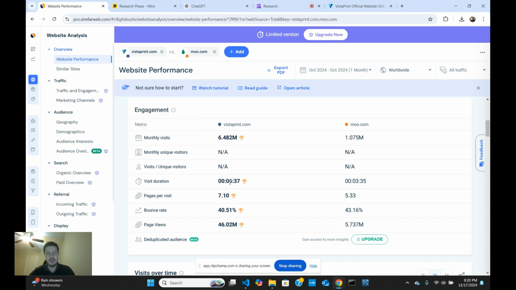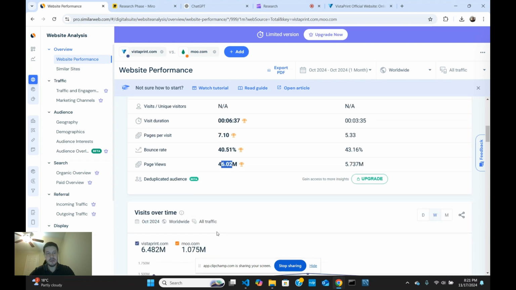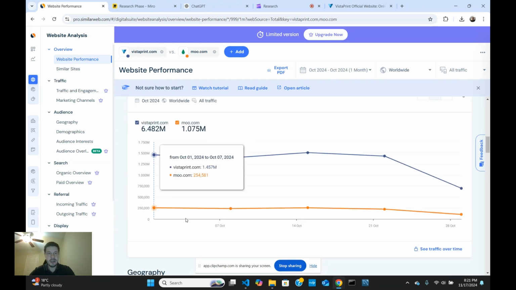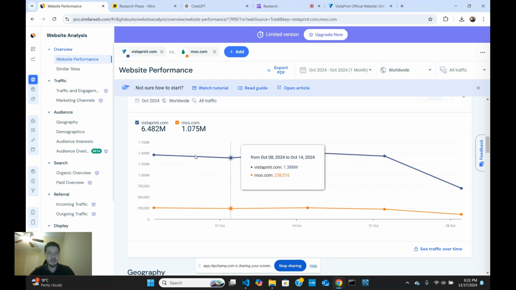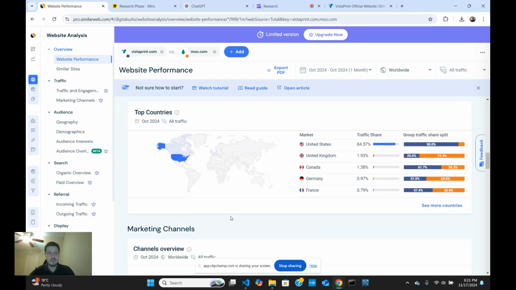The duration, normally people spend around 6, 7 minutes there. Number of pages per visit. What is the bounce rate? Page views, 46 million. And then here you have a way to compare Vistaprint against Moo. Geography, where people are as they're accessing it, and I see that the majority is coming from the States. There's a little bit of Canada as well, with a traffic share of 1.38%.